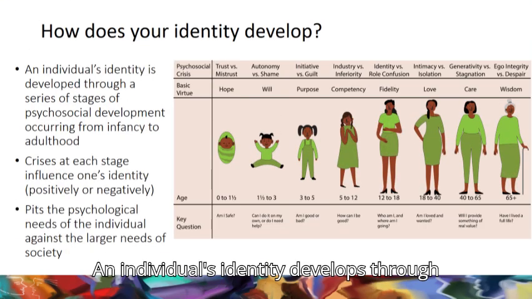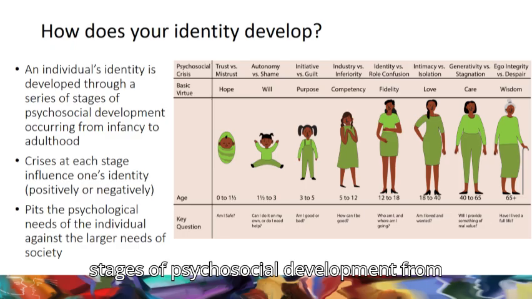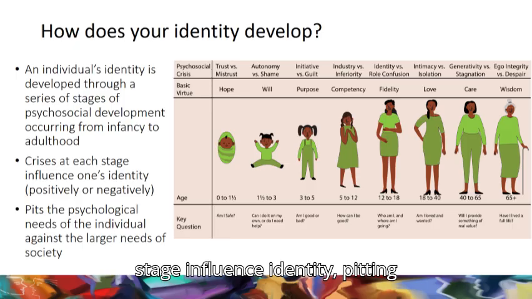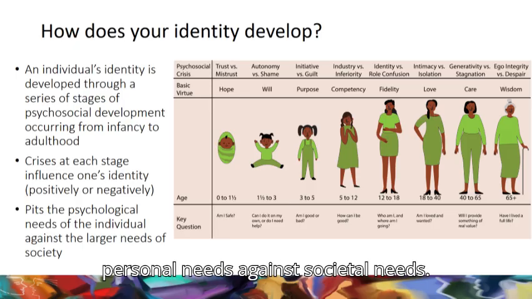An individual's identity develops through stages of psychosocial development from infancy to adulthood. Crises at each stage influence identity, pitting personal needs against societal needs. How does your identity develop?